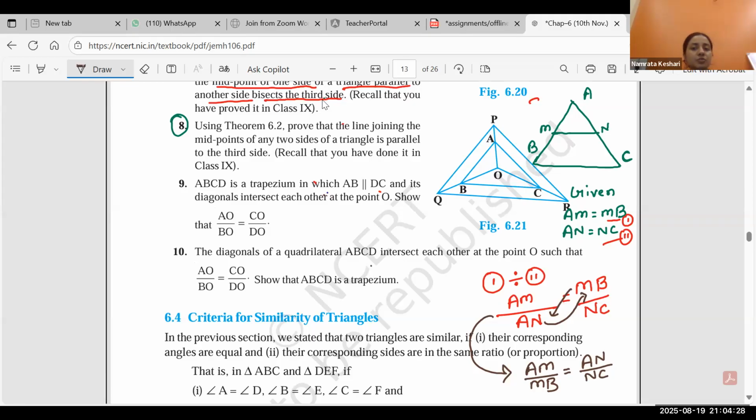Okay, AM by MB is 1, AN by NC is 1. So both are the same. From here we can write it directly as well, that AM by MB is nothing but just 1. And from here we can write AN by NC, that is nothing but just 1. And since both are 1, we can compare them. Yes or no? Yes, ma'am. Like that also we can do, or like this also we can do. Whatever suits you, please do it.